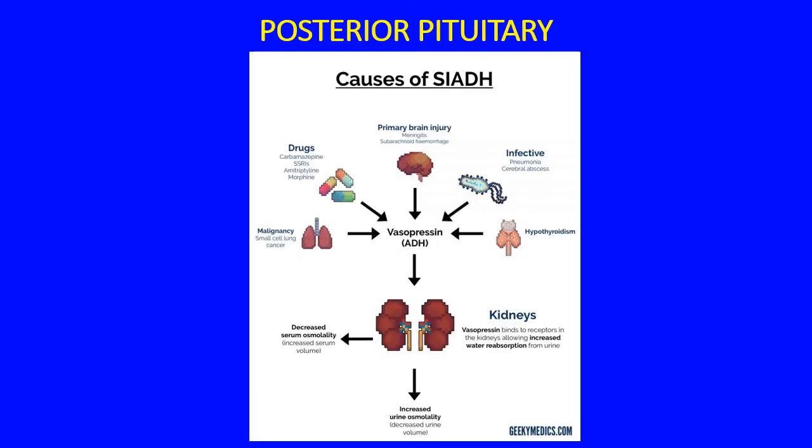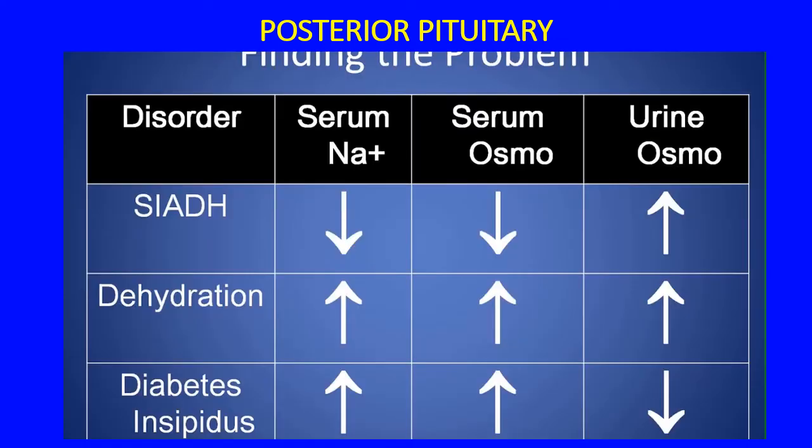As you can see here, you have this entire chart. I tried to get it a little bit sharper, and I apologize if it doesn't come out as well, but this gives you some idea about the drugs and the malignancies causing SIADH. Also, you'll notice something else. If you look at the disorder, SIADH, serum sodium is down. The serum osmolarity is down. The urine osmolarity is increased.